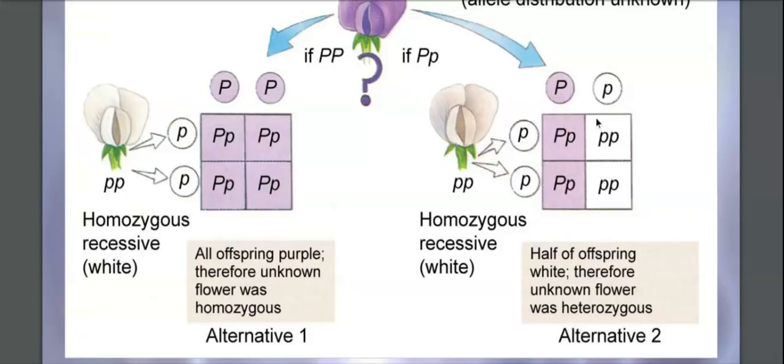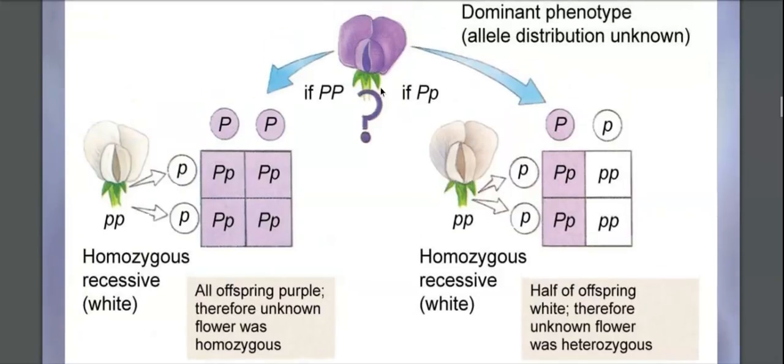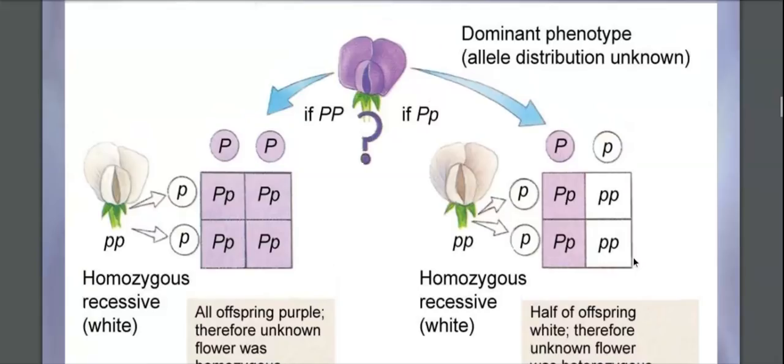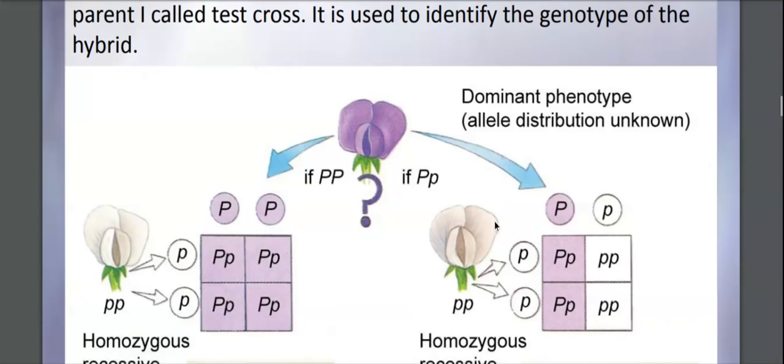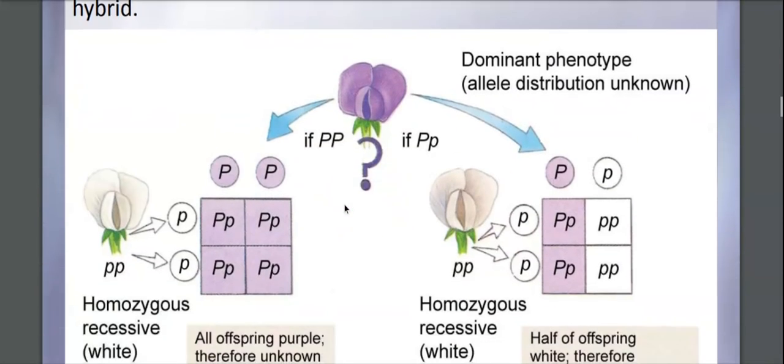So if you get this result, you can easily tell whether the parent purple plant was a homozygous plant or heterozygous plant by looking at the offsprings you get when it is crossed with a recessive parent. So this is called a test cross.